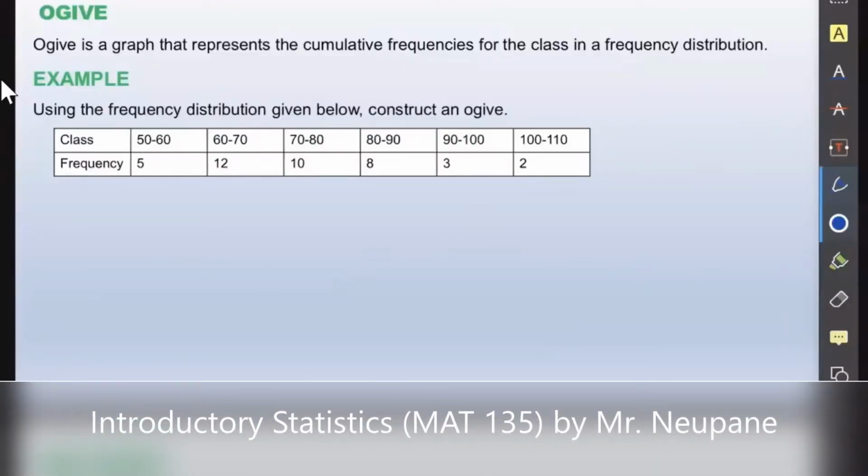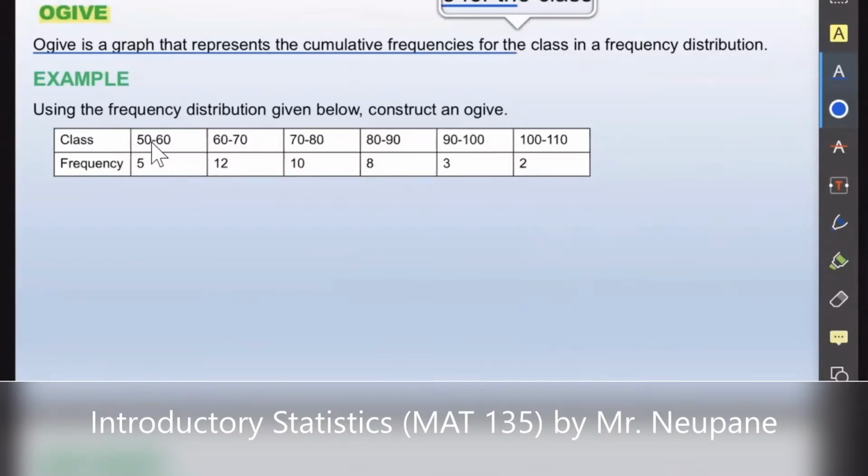So today we are going to start with a different type of curve, and that is called the ogive. First, we are going to look at the definition. When we say ogive, it's a graph that represents the cumulative frequency for the class in a frequency distribution. So here we are drawing the graph of the class, a graph between the class and the cumulative frequency. We already know how to find the cumulative frequency from last class.